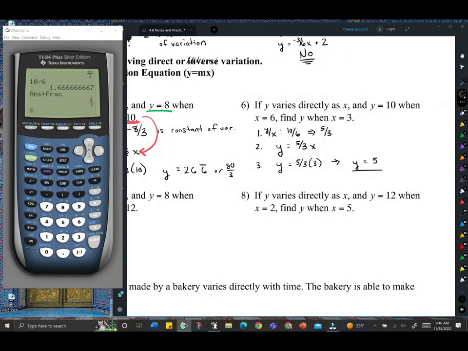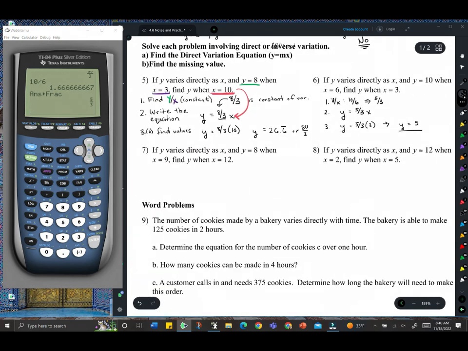So go on and try out 7 and 8. I'll do them in this video here, but pause, try them out. After you do them, go ahead, check and see if you get the right answer. So I'll be quiet here as you go through those.